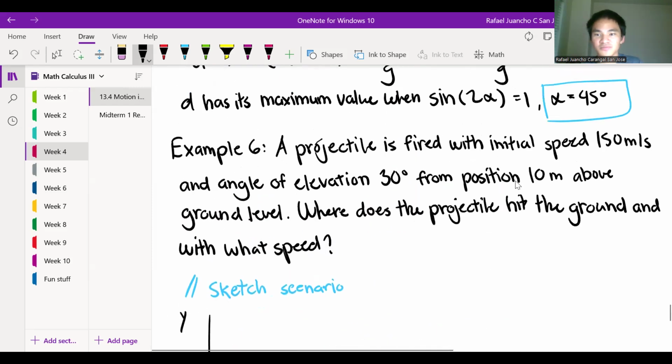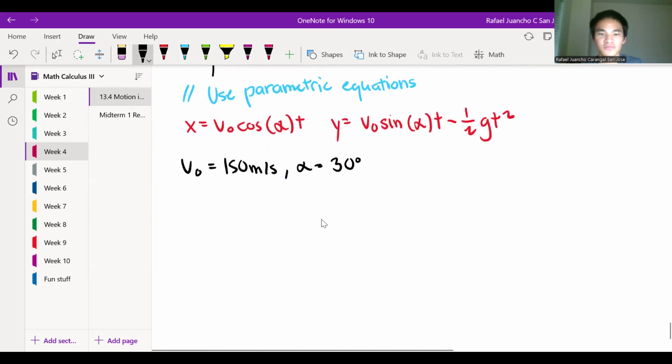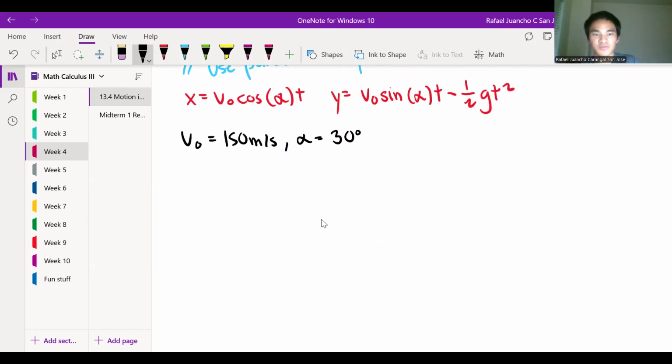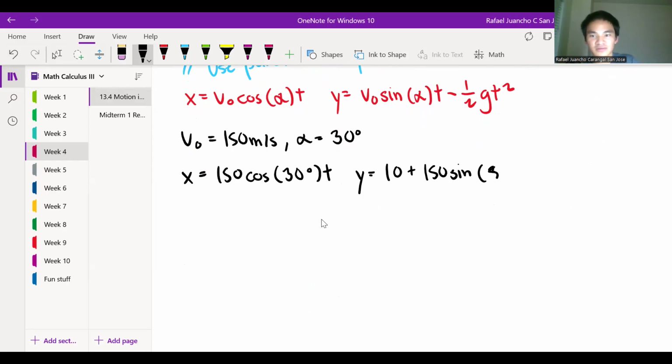And lastly, what's our position? 10 meters above. How do we make sure to incorporate that? Well, our x value is still the same. We put 150 there. We put cosine of 30 degrees there. But here our y is different because our y starts at 10. So we add 10. Then v naught is 150 sine, I almost put alpha. I meant to put 30 degrees t.